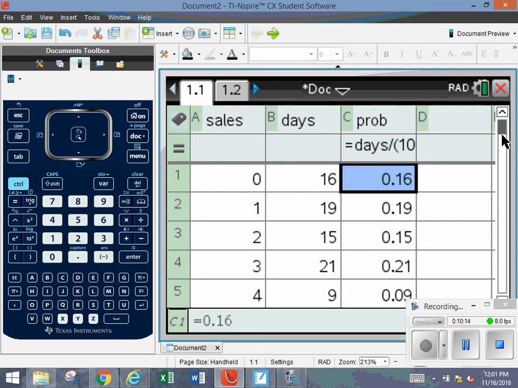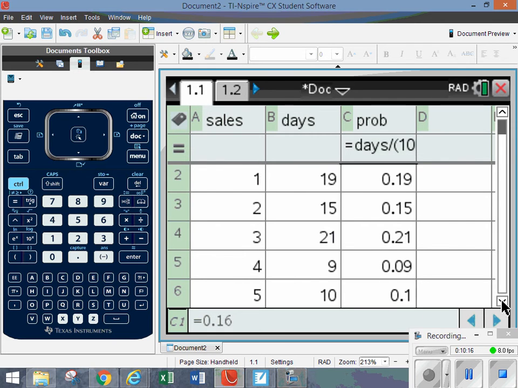So, if we scroll down, I do not see any of them that are less than 0 or greater than 1. They're all between 0 and 1. So, condition 1 has been met. Condition 2, do they add up to 1? Well, I could either just add them up, or I could let my calculator do it, right?